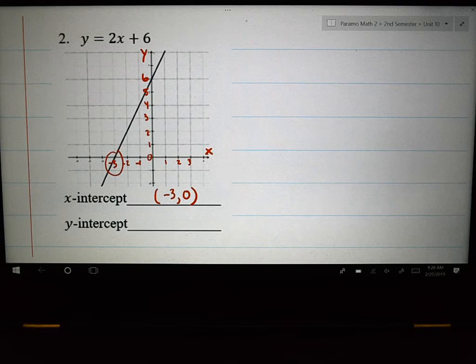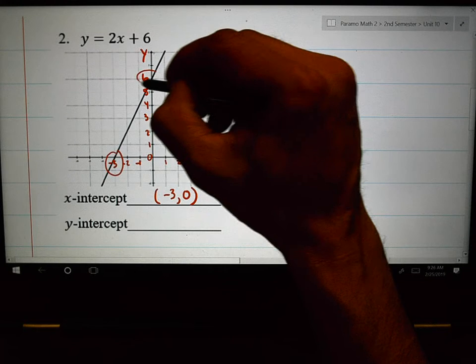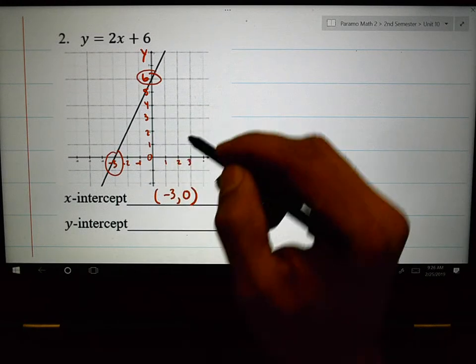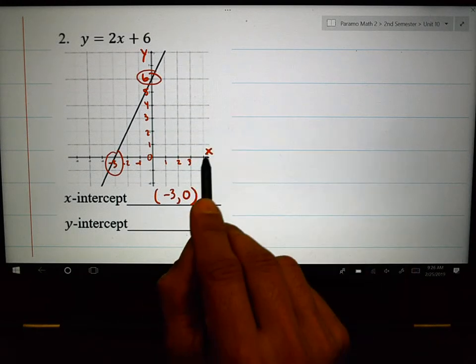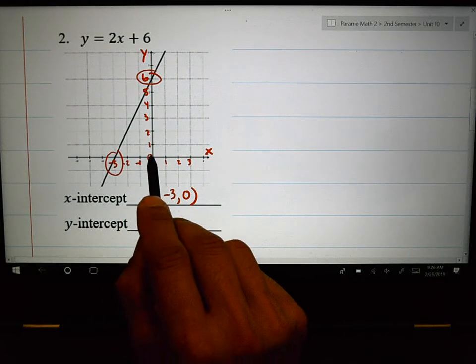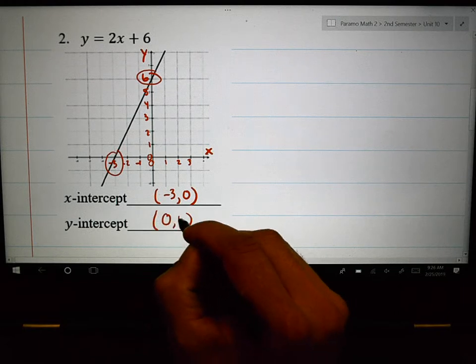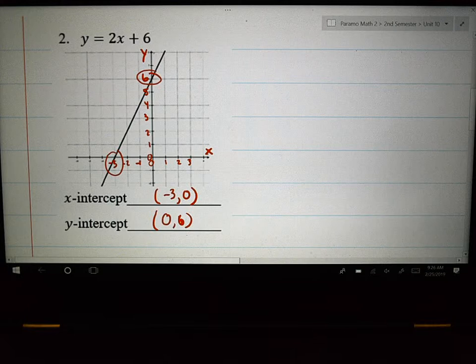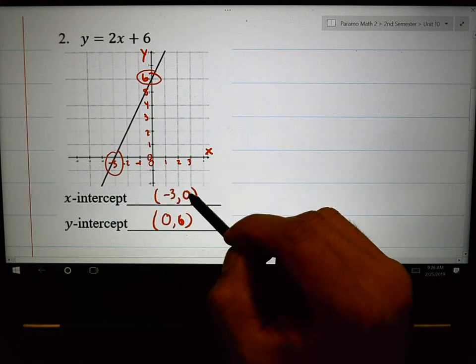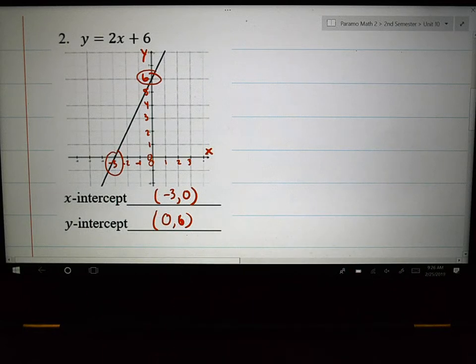The y-intercept is going to be slightly different. It crosses the y-axis at this number. If you don't know, you're going how far left and right? You're going 0 units left and right, and you're going up 6, so it's (0, 6). The hardest part about intercepts is knowing where the 0 is. For x-intercepts, the 0 is for the y-coordinate. For y-intercepts, the 0 is on the x-coordinate, and that's the only part that's hard.